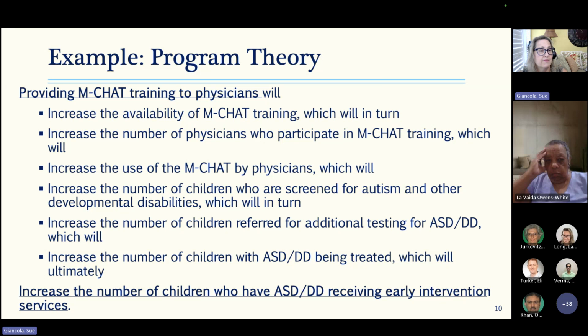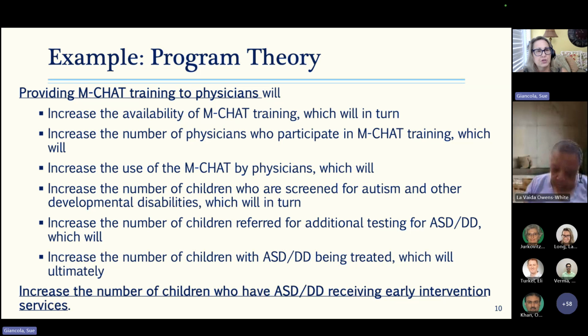And for this theory, we have that they'll increase the use of the MCHAT. And if they increase the use of MCHAT, then that would increase the number of children who are screened, which would increase the number of children who are referred for additional testing, which will increase the number of children being treated, which will ultimately increase the number of children receiving early intervention services. So it's kind of this continuous of, why do I think this objective will lead to the next objective? What happens next? Notice a couple of things here.